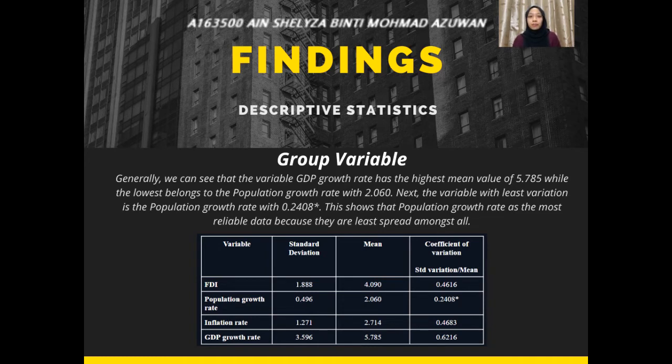0.2408 is from the coefficient of variation, where we are going to see whether the data has a low variation or a high variation. So this shows that the population growth rate has the most reliable data because it is the least spread amongst all four.